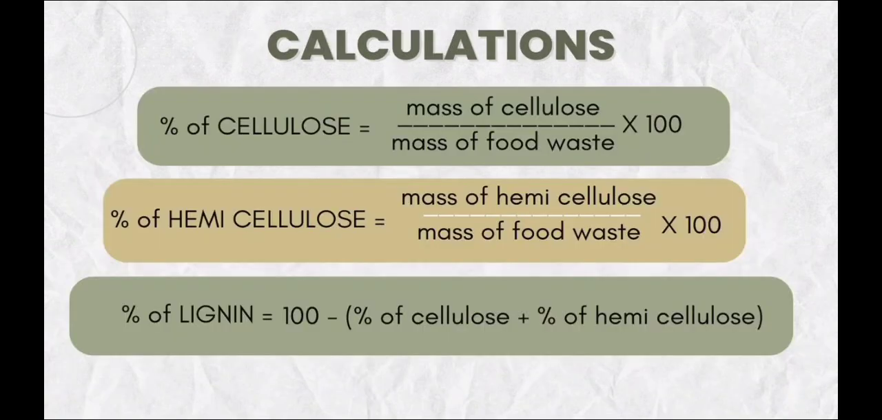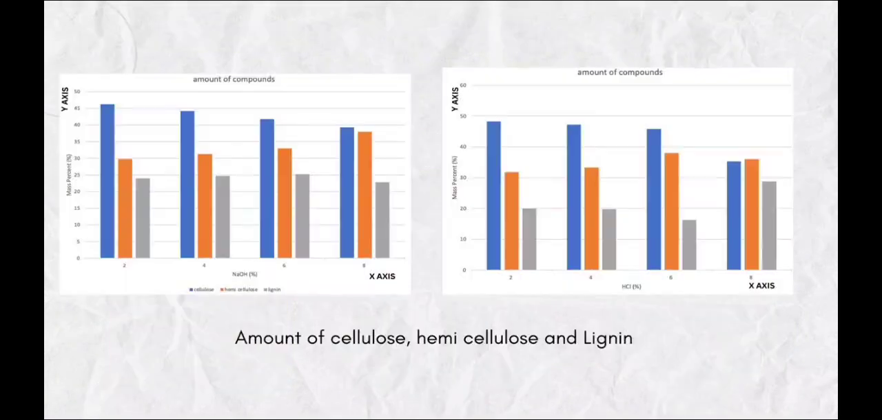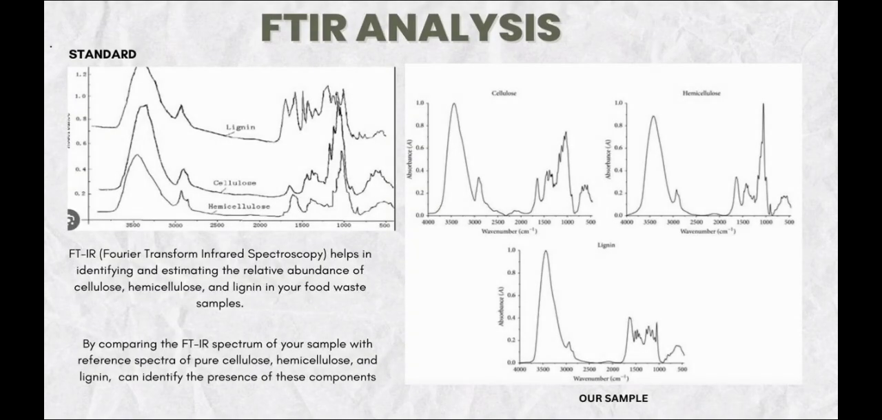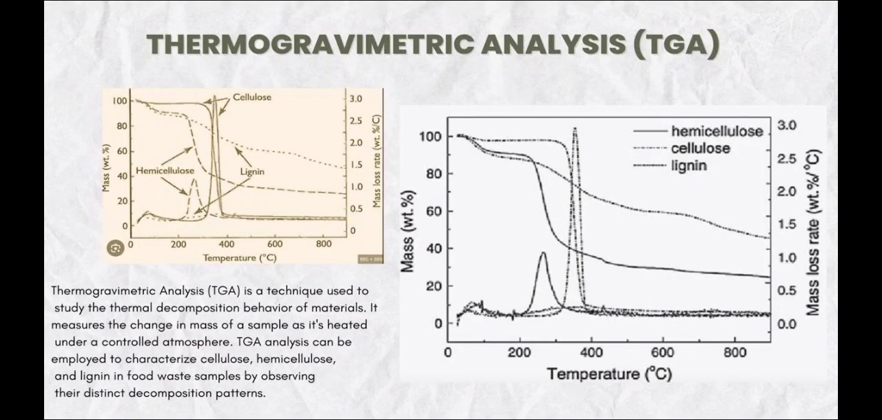To calculate the amount of cellulose, hemicellulose and lignin, we did the calculation. FTIR analysis. By comparing our sample with the reference sample, we found that our sample consists of cellulose, hemicellulose and lignin. Thermogravimetric analysis. Our sample is compared with the ideal sample and it is found to be very similar.